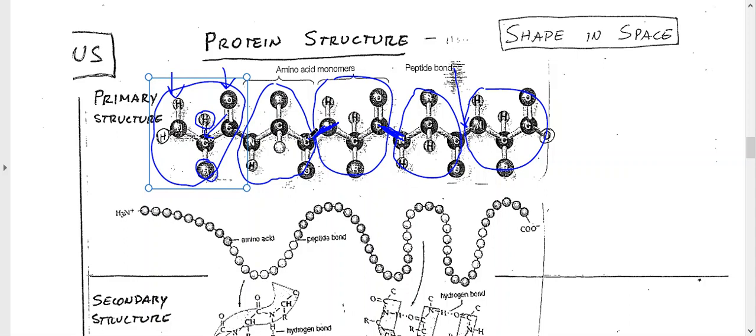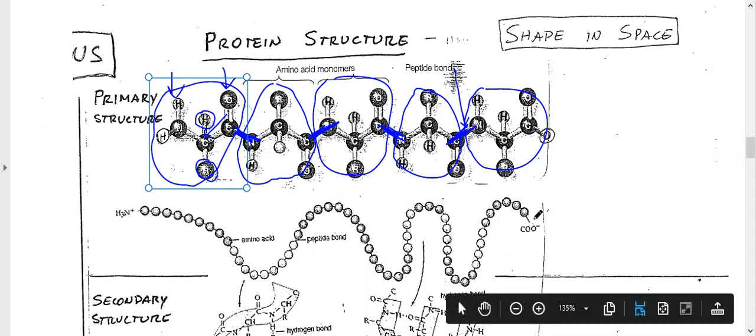There's a peptide bond there. So you guys should be able to identify, and there's one there, all four of those peptide bonds. On one end, you're going to have an amino group, and on the other end, you're going to have a carboxyl group. So that's what we're showing you down here.